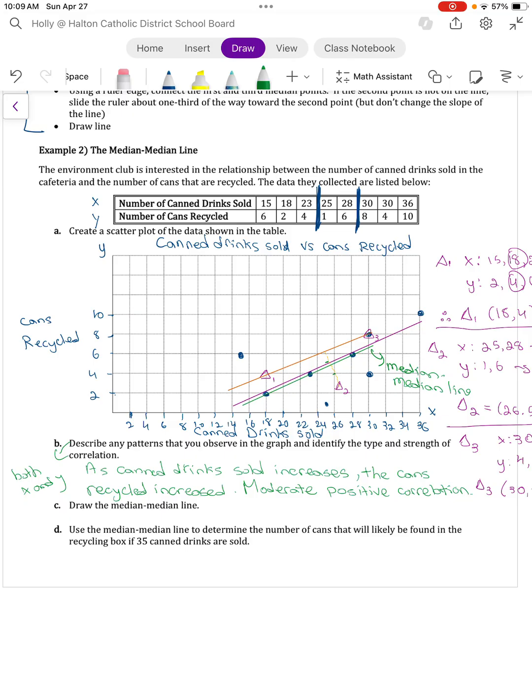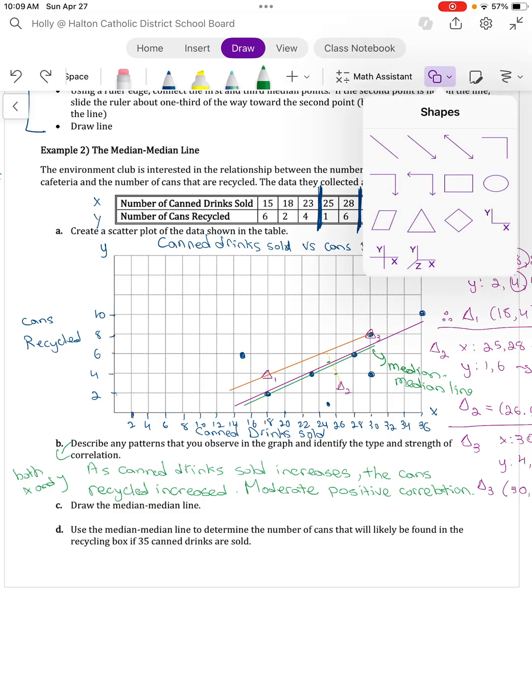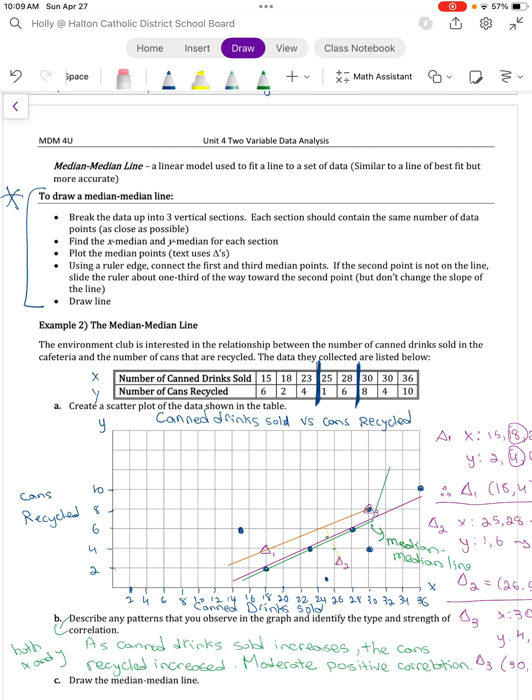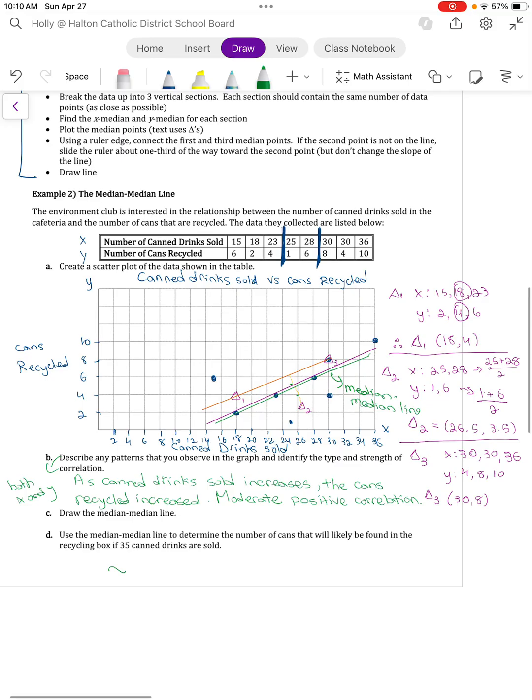We drew the median line, you saw that. And then you're going to use that median line to determine how many cans will likely be found in the recycling box if 35 cans of drinks have sold. So if I extended this line, which I can't do without drawing a new one, let's extend this. I would say you can't have 8.5. So let's say approximately 9 cans found.